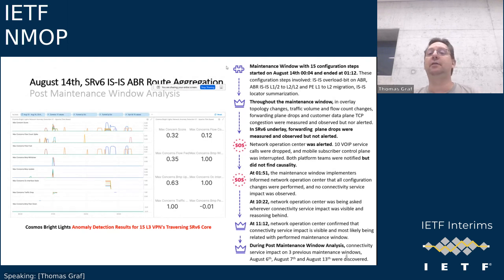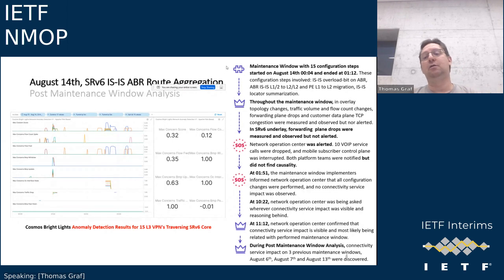During that night, the Network Operations Center, which is responsible for the 7x24 monitoring of our network, was alerted due to two different applications which no longer had connectivity within the network. One application was related to voice over IP service, while the other application is related to the mobile subscriber control plane provisioning. So basically the relationship of what connectivity service, what bandwidth, a mobile subscriber is receiving. Even though both applications notified that there was a problem, the involved platform teams responsible for those applications did not find the causality, the reason why the application connectivity was interfered.